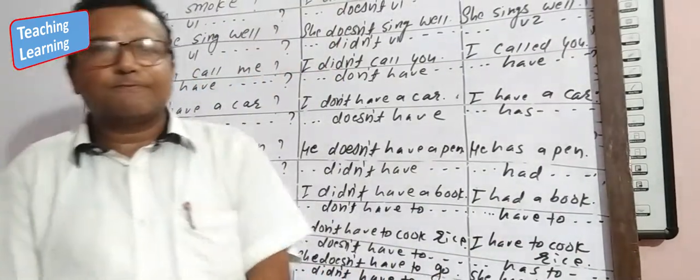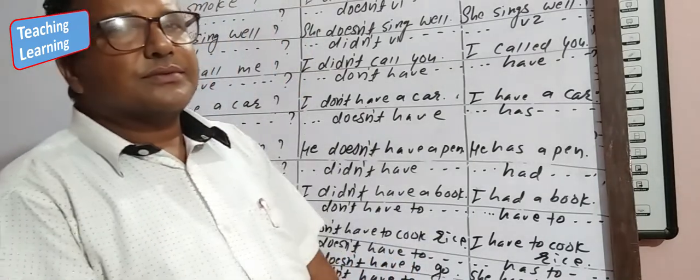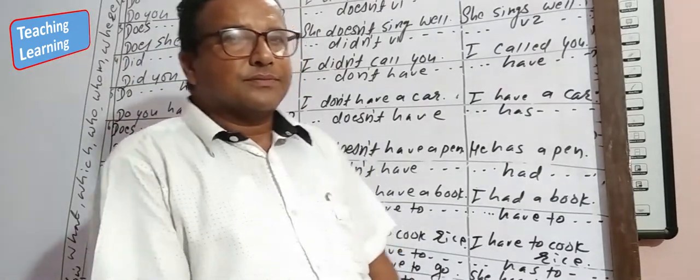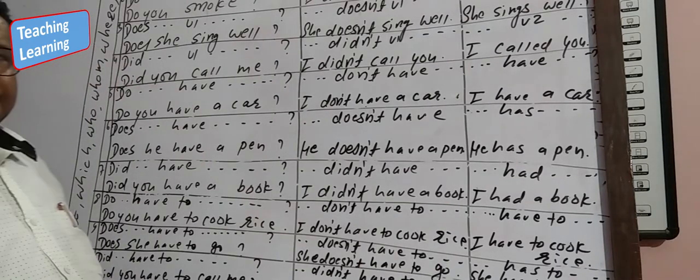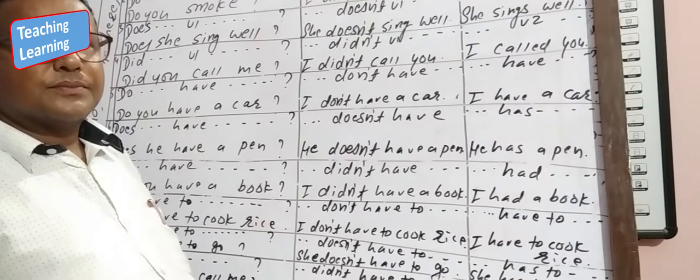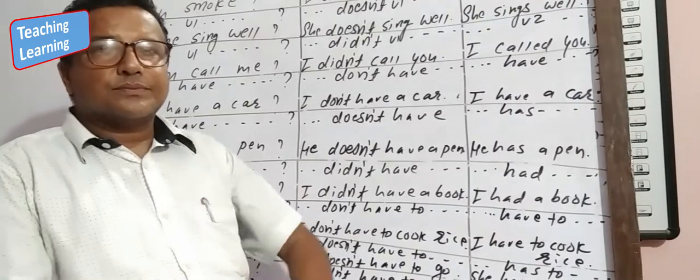Here is a small question for you. Regarding this WH question, you have written why, how, what, which, who, whom, where, when. So these are also used in the place of a yes/no question.